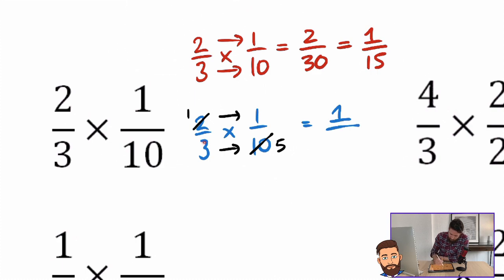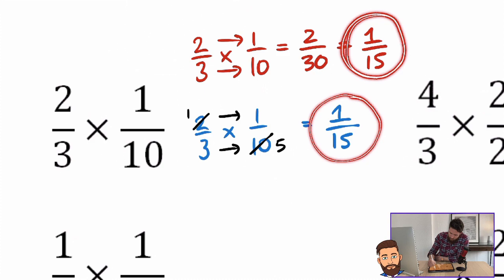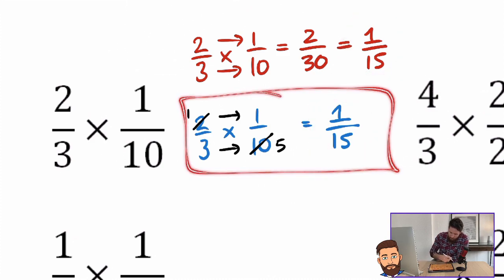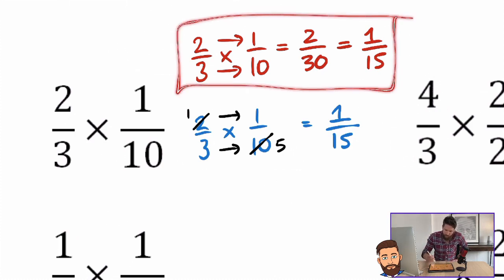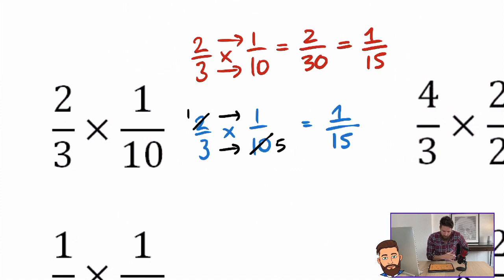And 3 times by 5 is 15. As you can see, the same answer was found. This blue method was where I used that cross-cancelling skill, and the red method was where I just multiplied across, which most students like doing, and then looked at simplifying it. So hopefully you can work through those.